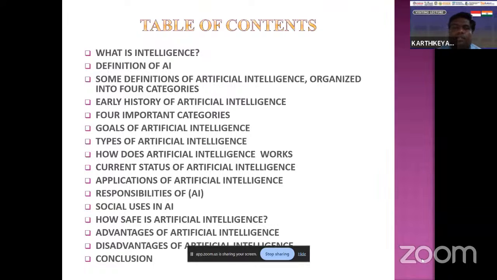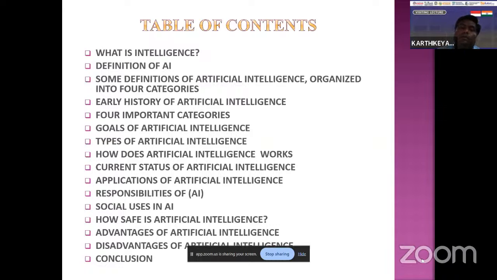Before we discuss what intelligence is, the definition of AI, the categories used to perform in AI, the history of AI, the goals, the types, how AI works, the applications that can be performed in AI, and the responsibility of AI. So what are the social uses of AI? These are the contents we will explain.